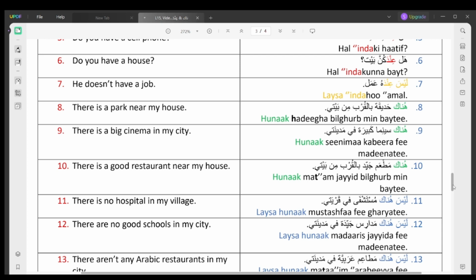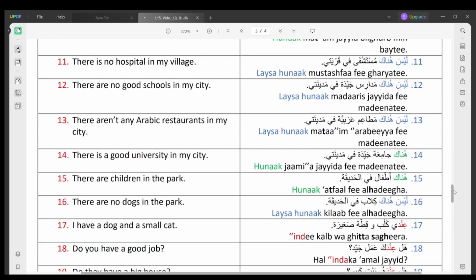Number 8. There is a park near my house. هناك حديقة بالقرب من بيتي. Number 9. There is a big cinema in my city. هناك سينما كبيرة في مدينتي. Number 10. There is a good restaurant near my house. هناك مطعم جيد بالقرب من بيتي.